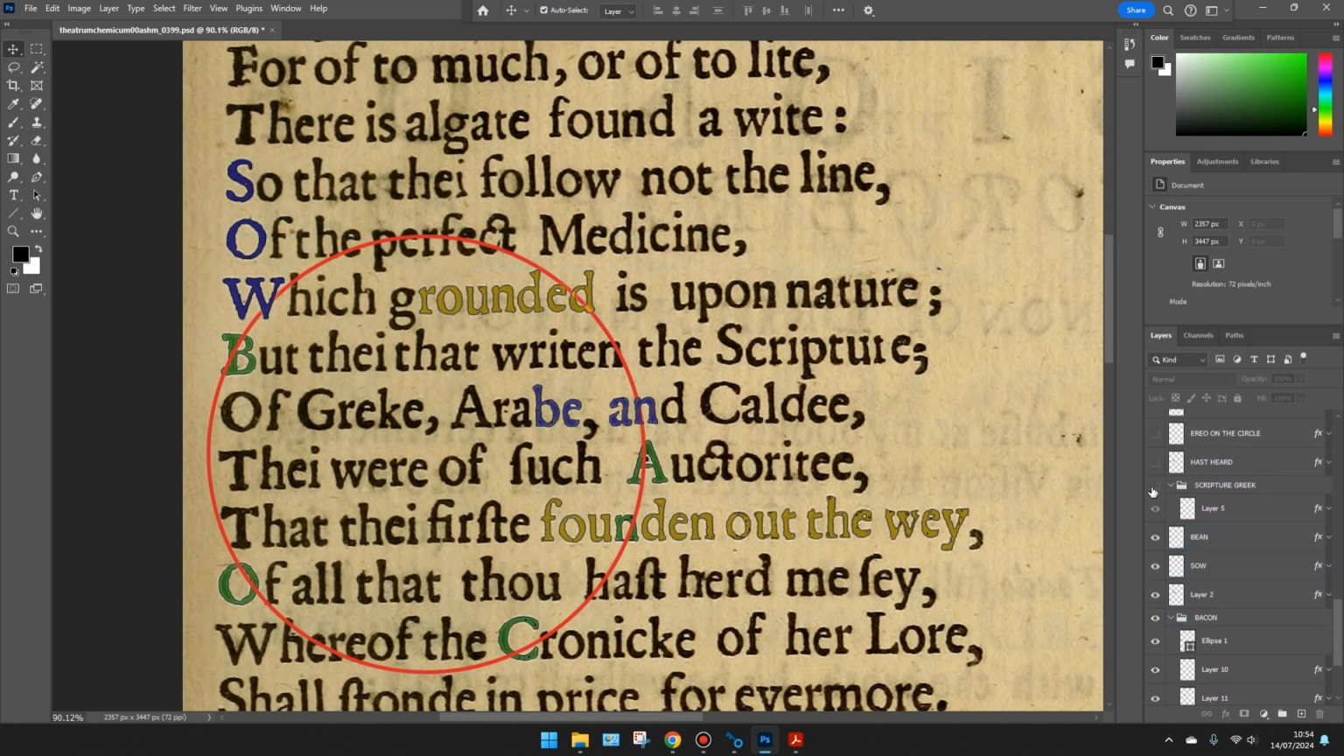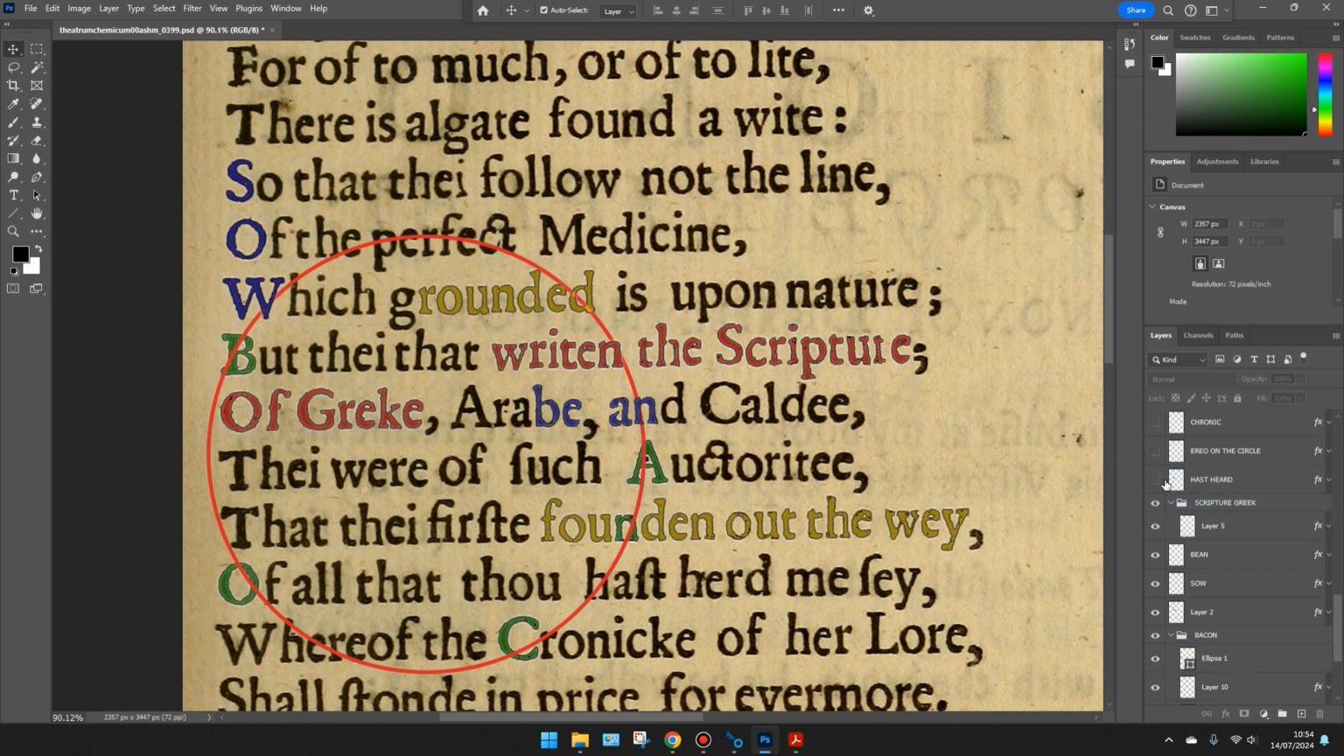Now I'm going to concentrate a little bit more heading into the centre. And here we have the important part of it. It says here, written the scripture of Greek. And that might not make much sense, but I'll just lay out a little bit of groundwork. Because then it goes through, hast heard me say.